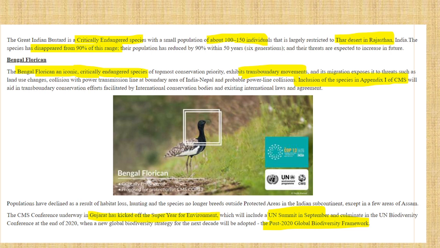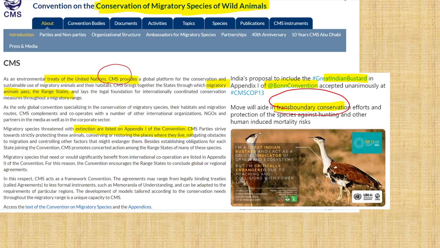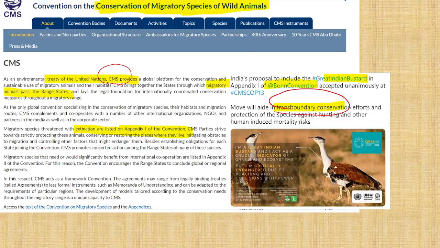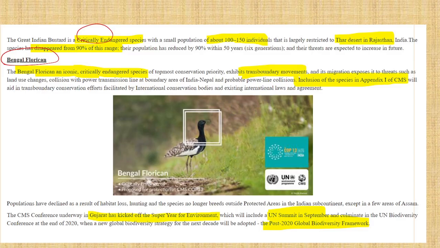Then the third species added, also critically endangered, is the Bengal Florican. Remember this: Asiatic lion, Great Indian Bustard in Rajasthan, and the Bengal Florican, which, as the name says, is in Bengal. It is also critically endangered, and hence it is used in the transboundary context. It must be moving towards Bangladesh or somewhere, so that is why they have included it.